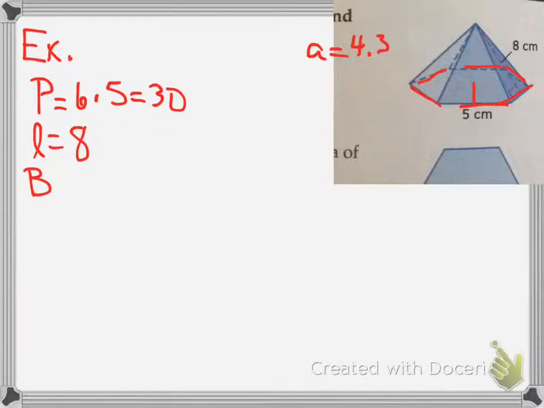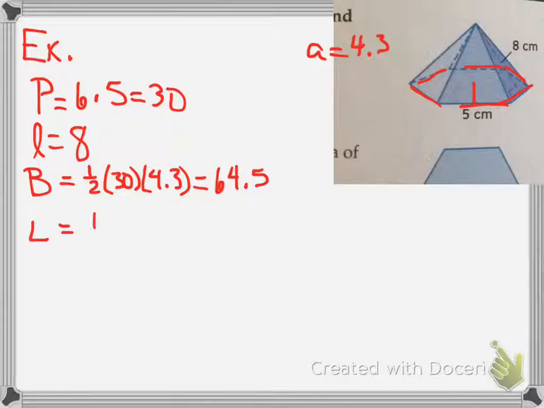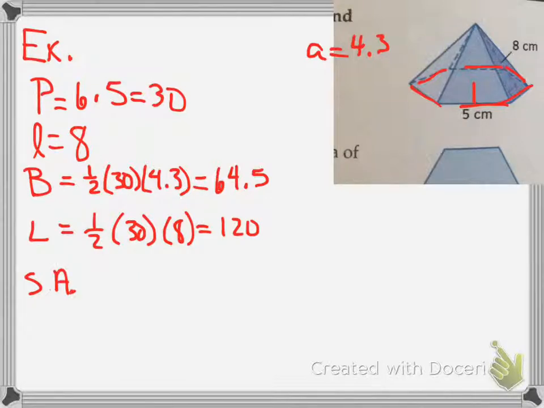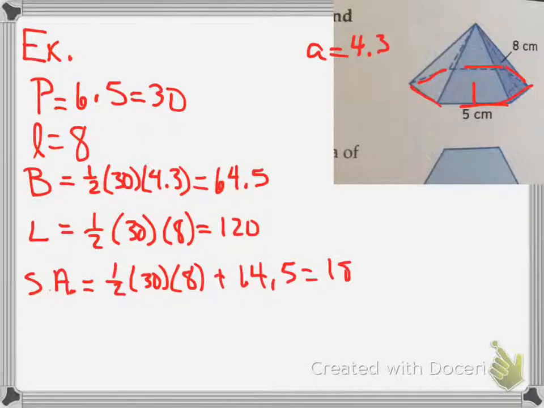If you look back at your note sheets, the area of a hexagon is 1/2 of the apothem times the perimeter. That would give me about 64.5. Then the lateral area is 1/2 the perimeter times slant height, which is 120. And the surface area would be that 120 plus the 64.5, and that would give me 184.5. And that's really about as difficult as I want to get with this right now, okay?